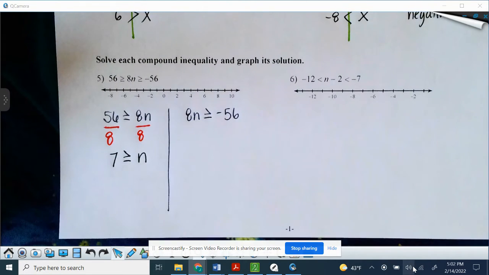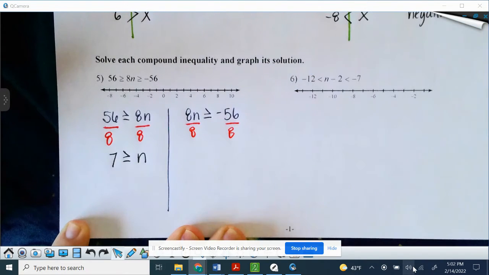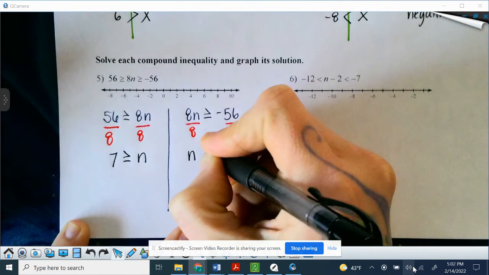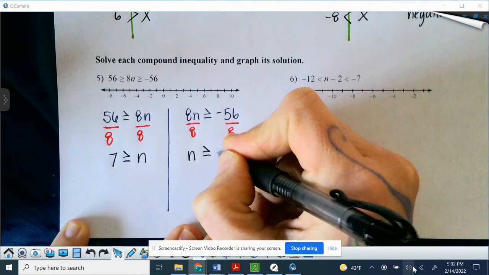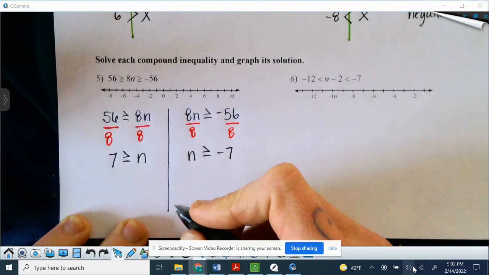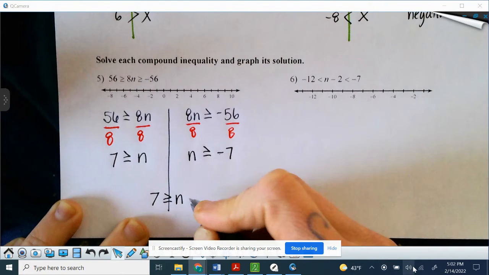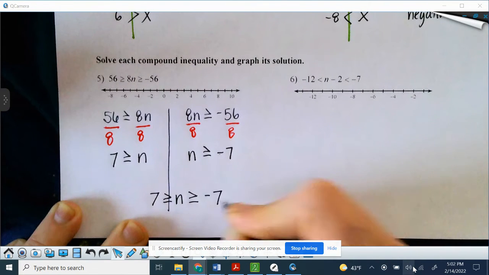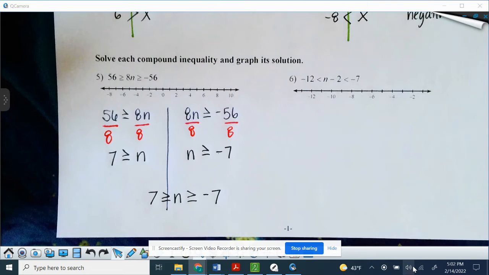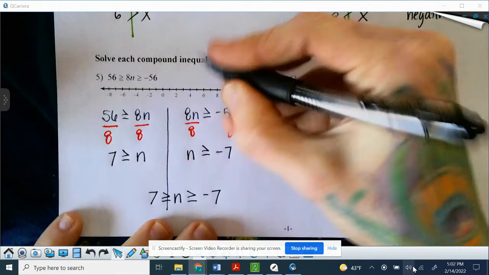We're going to do the same thing on the other side. It's just an 8, so we're going to divide by 8, and so n is greater than or equal to negative 7. So written as a compound, when you finally finish this answer, just because you may see it different ways, 7 is greater than or equal to n, but n is greater than or equal to negative 7. So that means it's going to fall in between a positive 7 and a negative 7. So we know at positive 7, we have an equal to. So we're going to go up here to positive 7.